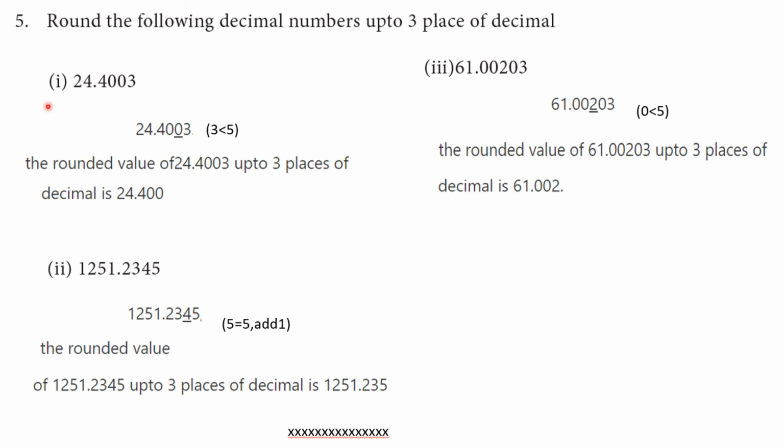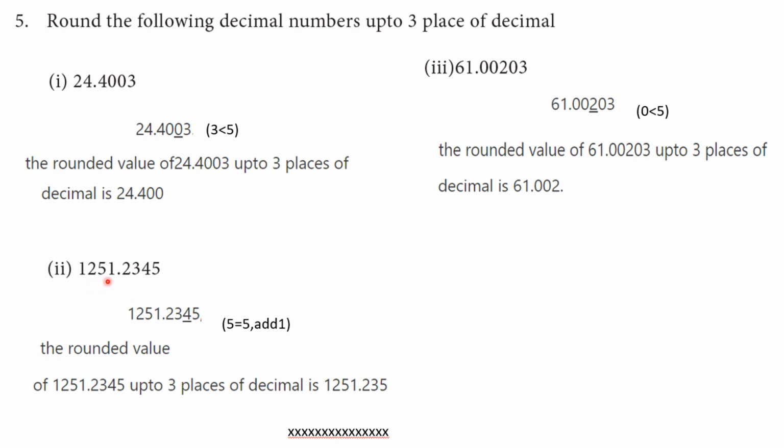Next, round the following decimal numbers up to 3 places of decimal. So 24.4003. 3 places means the 1000th place. Here the 1000th place is 0. You underline it. The digit next to the underlined digit on the right side is 3. 3 is less than 5. Therefore the underlined digit remains the same. Therefore the answer to 3 places of decimal is 24.400.